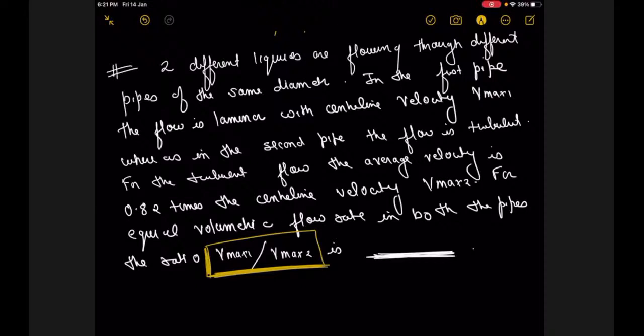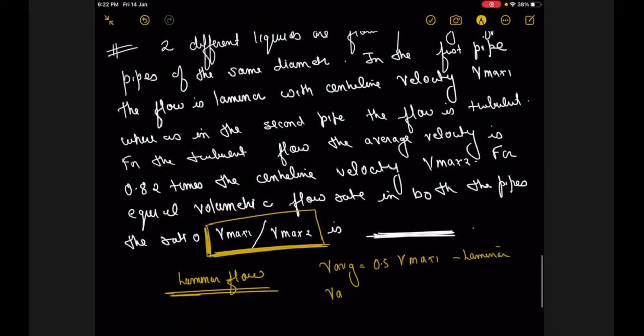So they are asking for the ratio directly, V max 1 by V max 2. So for laminar flow, V average is 0.5 times V max 1. Okay. This is for laminar. This you have to remember. And for turbulent, V average equals, which is given in the question, 0.82 times V max 2.